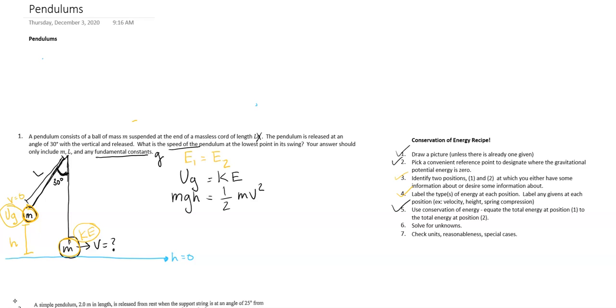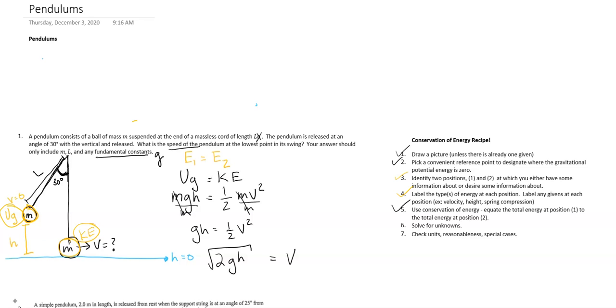Let's see what we can plug in or simplify. Mass is on both sides, and everything's just multiplied together, so I can divide both sides by m. So m cancels out, and we're left with gh equals 1/2 v squared. We are solving for velocity. So this will be 2gh, bringing that 2 to the other side, and then I can take the square root for velocity.